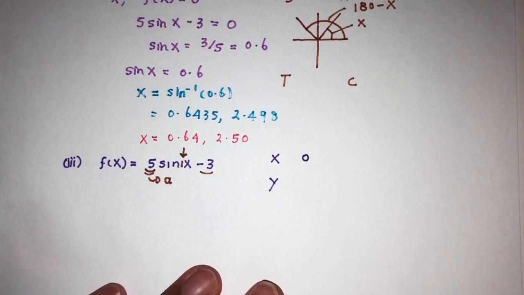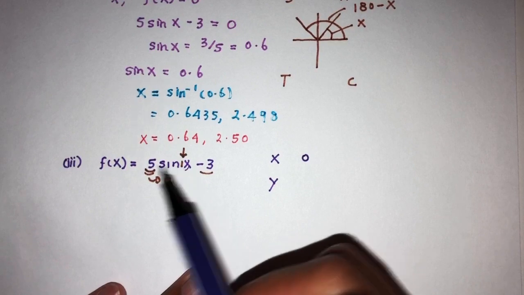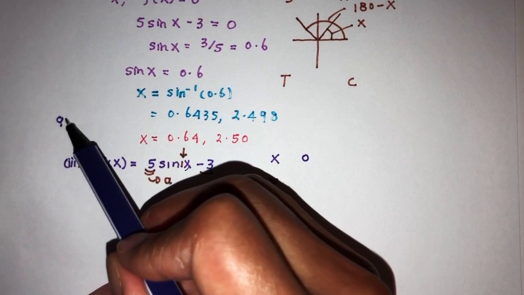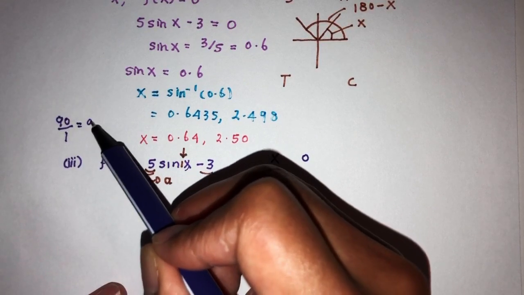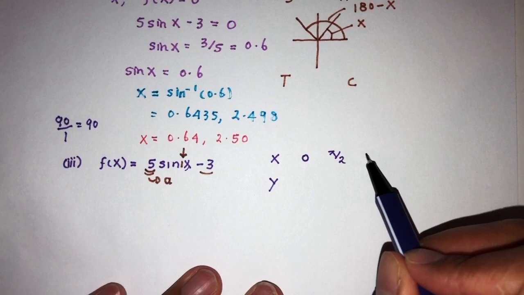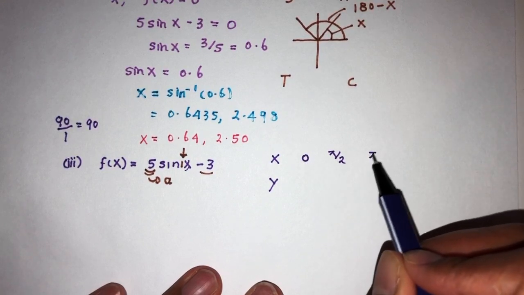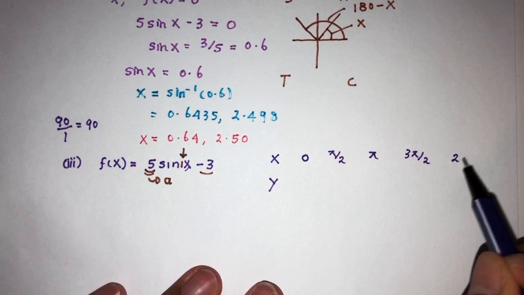Now, what is the interval I will be using? Because the value here in front of my x is 1, I'll be using 90 degrees divided by this value, that is 1. It will be 90. 90 is pi by 2. Pi by 2. Then increase by pi by 2, that will be pi. And then 3 pi by 2. And finally, that will be 2 pi.